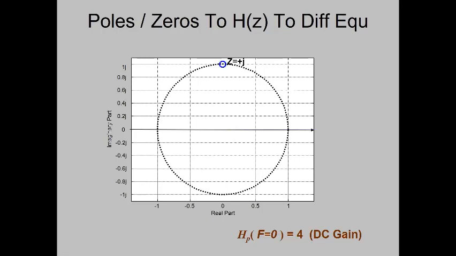Now here we go. We've got a zero at plus j, a zero at minus j, a pole at plus 1/2, a pole at z equals 0, and we want to know what's the transfer function of the system if its frequency response has a value of 4 at f equals 0, if the DC gain is 4.